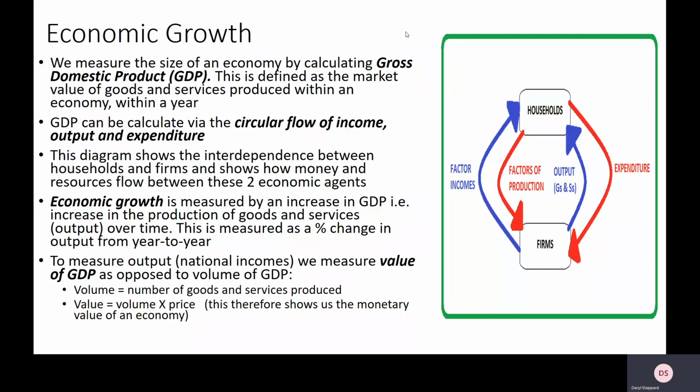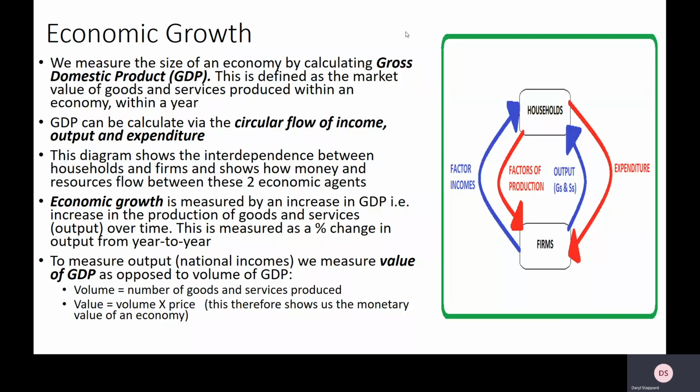Now, if we were to have economic growth, what it would mean is that the GDP of the economy has increased from the previous year. Now, if GDP grows, it means there's more income, which means there's more expenditure taking place, which means there is more output in the economy as well. So economic growth would mean that the circular flow diagram would get bigger.